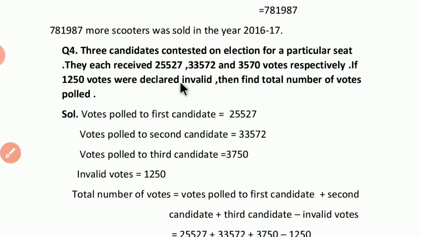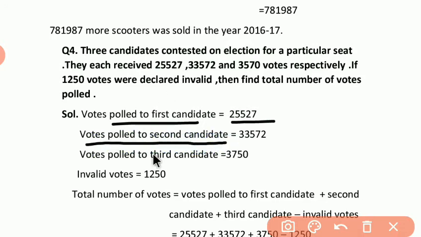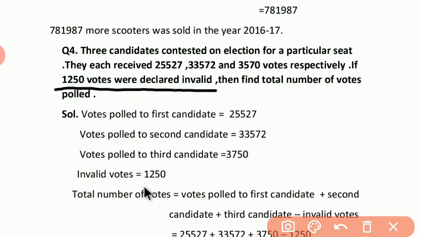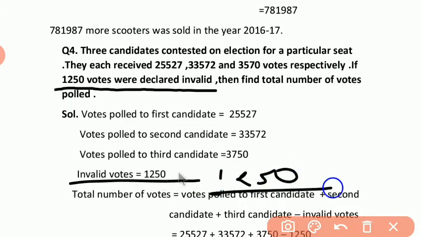So here three candidates contested an election. Votes polled for the first candidate is 25,527. Votes polled to the second candidate is 33,572, and votes polled to the third candidate is 3,750. These are the votes polled to each candidate respectively. If 1,250 votes were declared invalid. Invalid means the votes which are not of any use. So invalid votes are 1,250, the votes which we do not have to count.